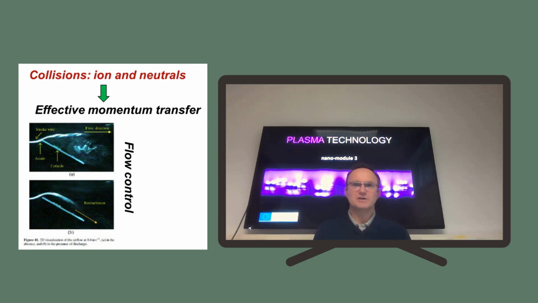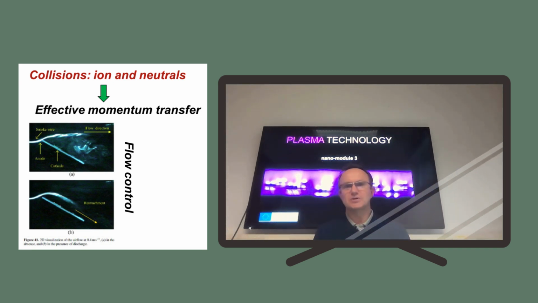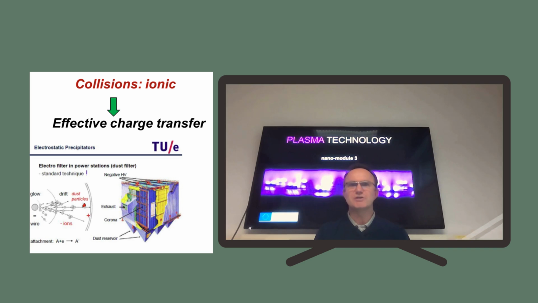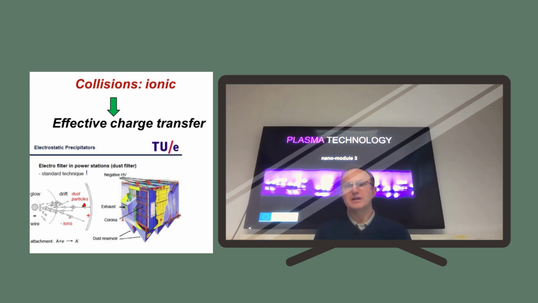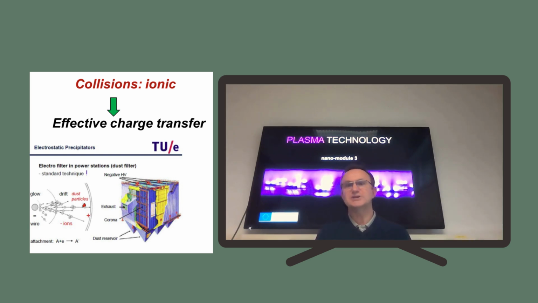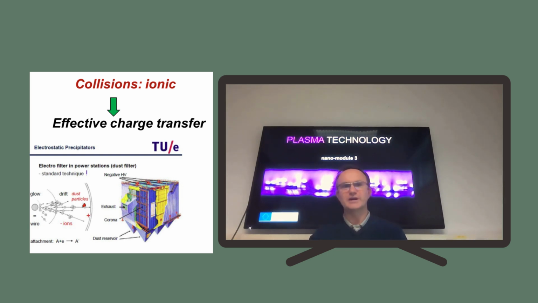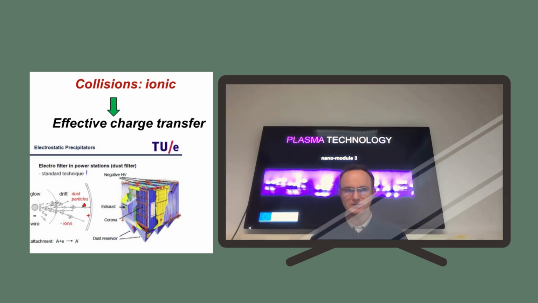Because of this efficiency in transferring momentum, we can use them to control the flow. So basically we can generate a plasma in the flow, and we can control the direction of the flow and the speed of the flow, and that we can do without the use of any mechanical parts. Then there are also collisions between ionic species generated in the plasma, and those collisions are very effective for charge transfer. We can create ions in the plasma. Those ions can be used to charge particles, and this is typically done in electrostatic precipitators, where dusty particles are charged by the use of plasma, and then can be collected by applying a positive or negative potential depending on the charge of the particles.